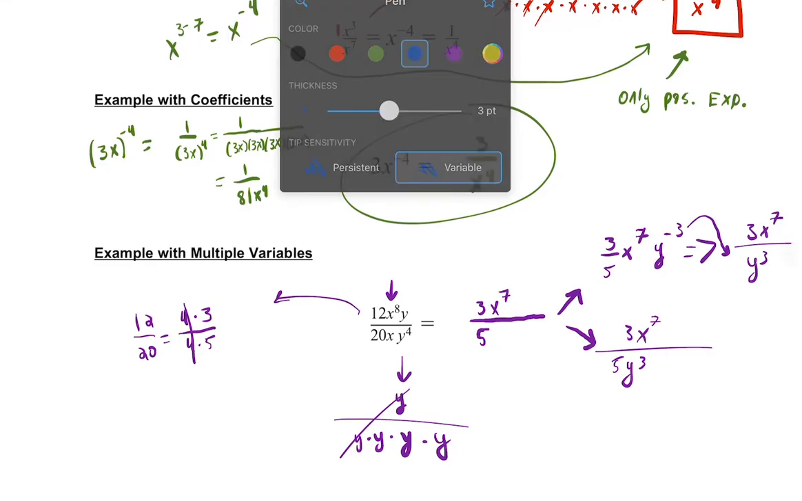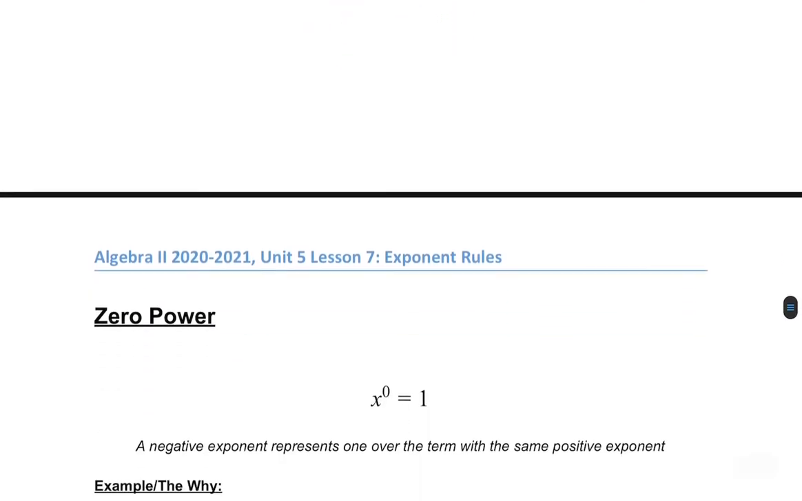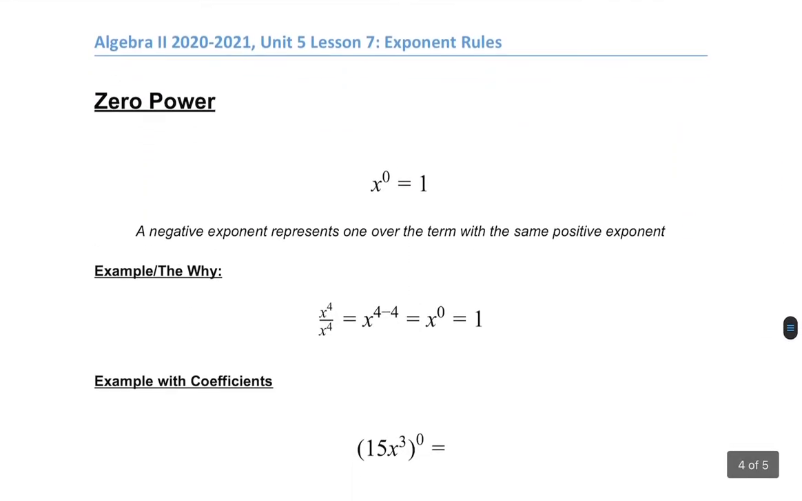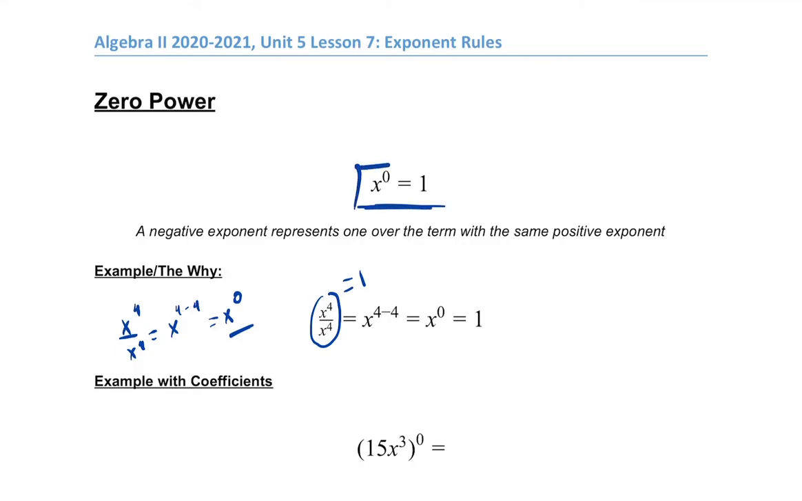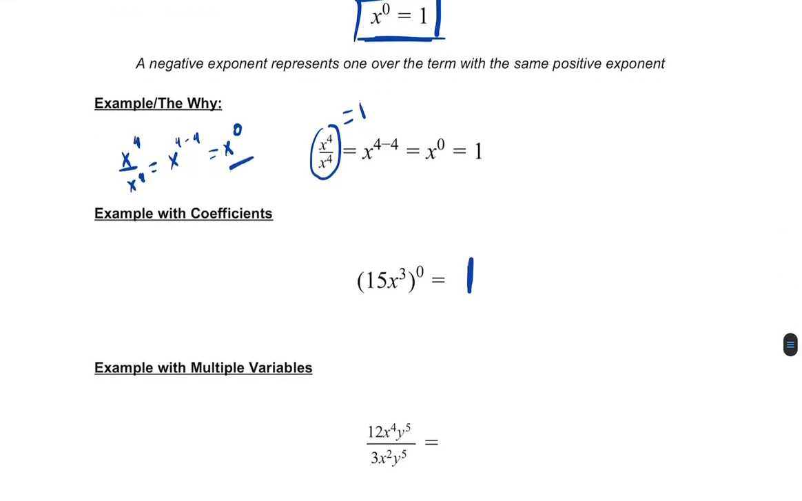Okay, we have two more rules. One is really quick, and then one is a big one. Another thing that happens here, right, if you follow the logic of the quotient rule, if we had x to the fourth over x to the fourth, we would have x to the 4 minus 4, which would be x to the 0. So we need an idea for what does this x to the 0 mean? Well, we know anything divided by itself is 1. So what that means is anything to the 0 power is 1. Literally doesn't matter. 15x to the third, if it's to the 0 power, 1. Anything to the power of 0 is 1.